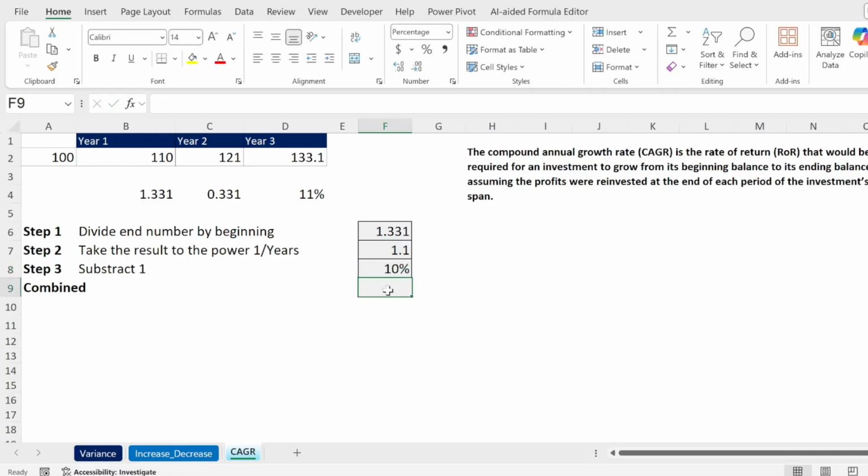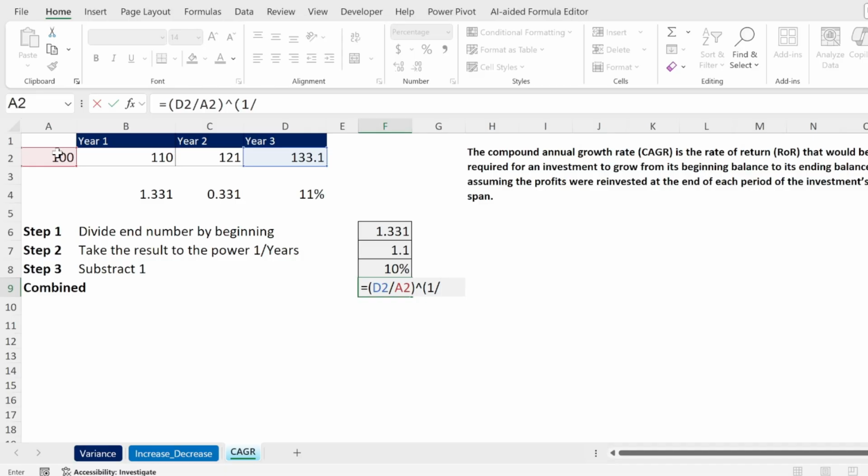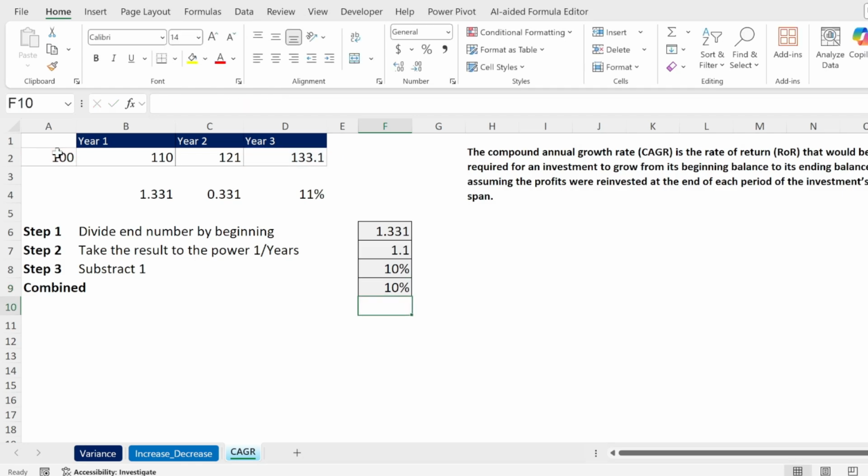Now, if I want to combine everything, what would I do? Equal, open parenthesis. Step 1 is divide n by beginning. So this is n divided by beginning. Close parenthesis. To the power, which is step 2. Open parenthesis again. 1 divided by the number of years. So we have 3 years. Close parenthesis. And then you subtract 1. Press enter and you get your 10%.